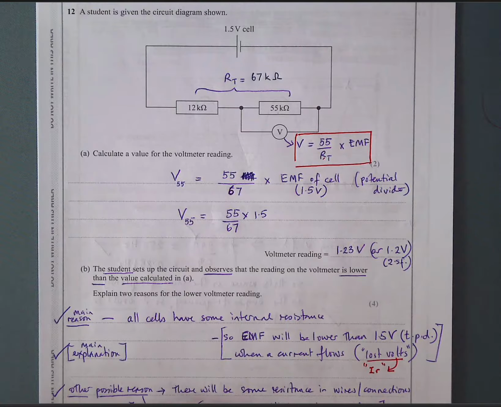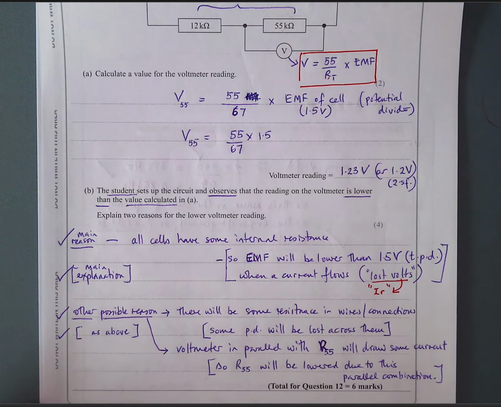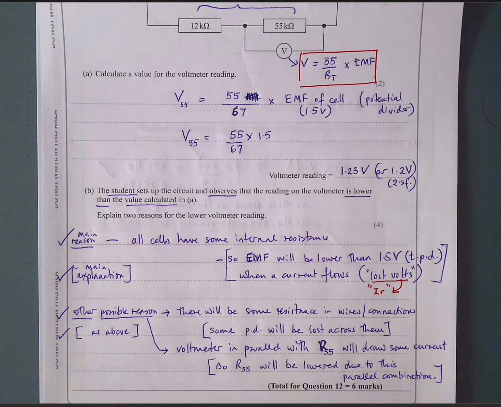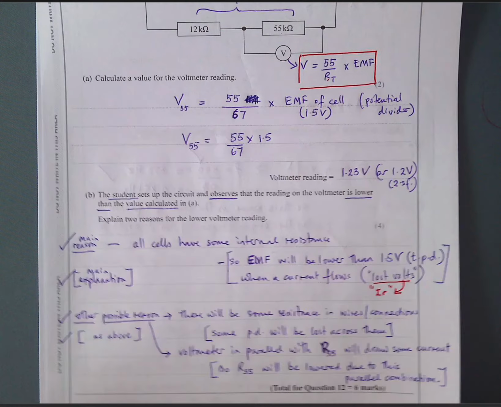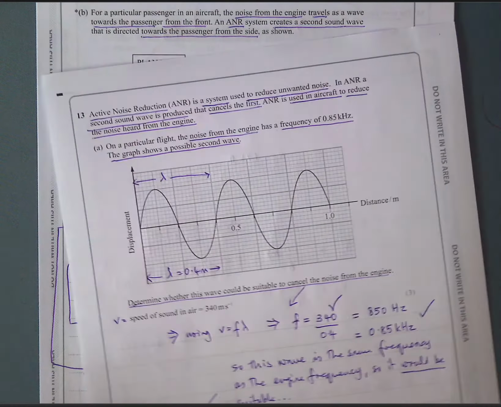That's the main explanation. Other possible reasons that they were accepting, you could say there will be some resistance in wires and connections. I think this is just becoming a little bit too generous with the mark scheme, but that's what the examiners have got. So I'll let you read those as an alternative answer, because technically it's correct, but I think they will be insignificant. The main one will be the one I told you about, which is the internal resistance. And voltmeters in parallel, it says, will affect it. Well, actually, voltmeters, if they're good, have millions of ohms, so I don't think that will be a significant effect, but technically they are correct. So you have to allow students to get those alternative marks. So again, have a look at the mark scheme if you want to see their wording of it.